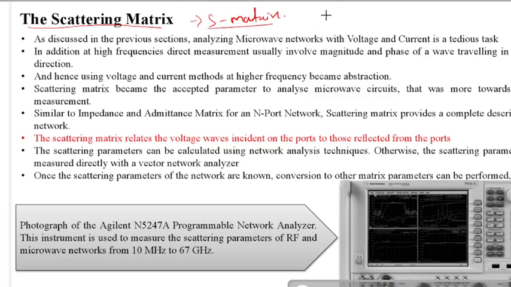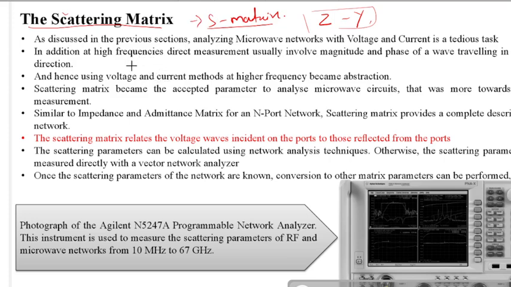So previously we had discussed the Z matrix, the Y matrix, and what a reciprocal network is based on the Z and Y matrix. Today we'll discuss the scattering matrix, also called the S parameter or S matrix. This is the widely accepted parameter for microwave network analysis.